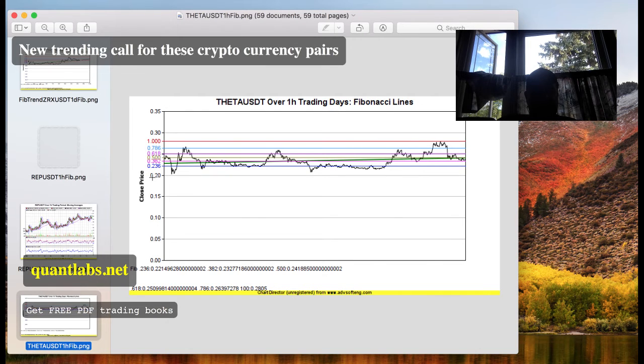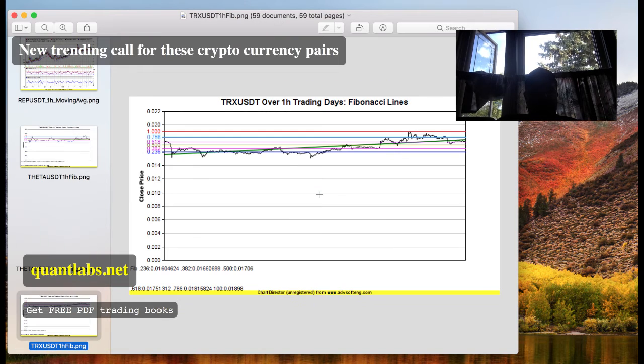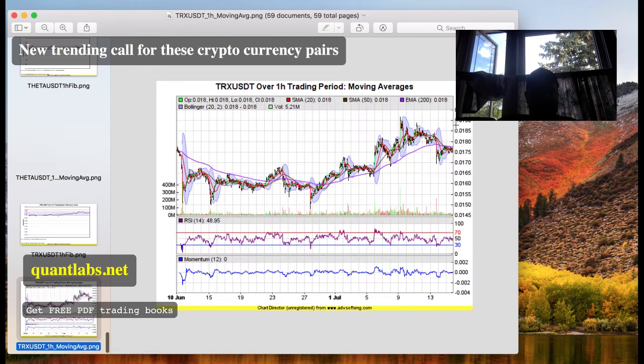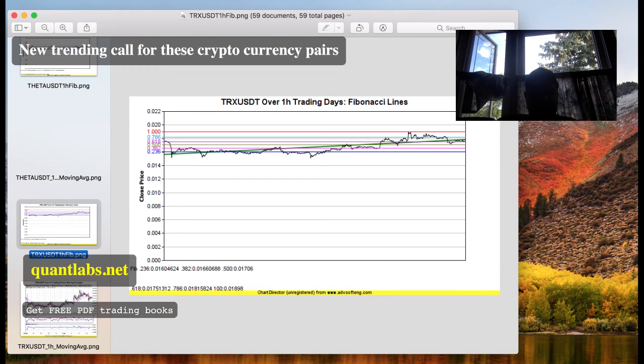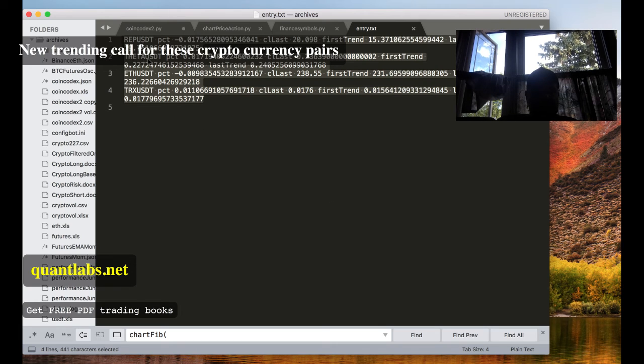That's it. Theta, same thing. I don't think this will be as strong, but it's money, man. Hopefully. That's pretty well it. So the ones we're looking at for potential entries are these: REP/USDT, Theta/USDT, Ethereum/USDT, and Tron/USDT.